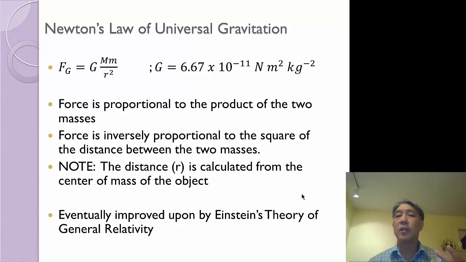Okay, Newton actually did not find the gravitational constant G. G was later found by another person by the name of Lord Cavendish. Okay, and he's famous for finding G. But Newton basically said that the gravitational force will be proportional to the product of the two masses, M1 times M2. And it would be inversely proportional to the square of the distance between the masses.